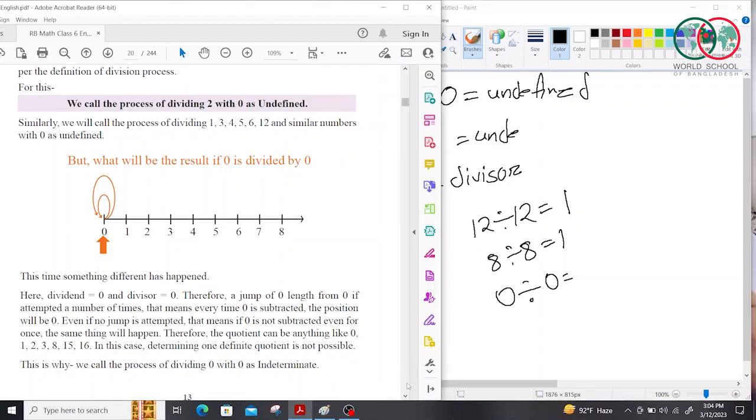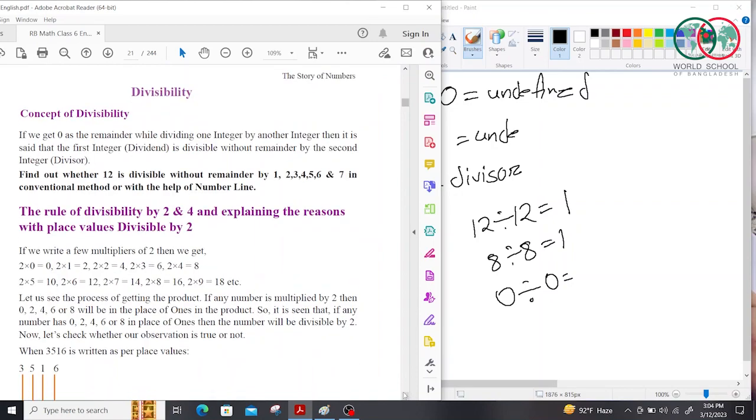So in short, whenever our divisor is 0, we get undefined. Okay, today we'll start a new topic, which is divisibility. What is divisibility?